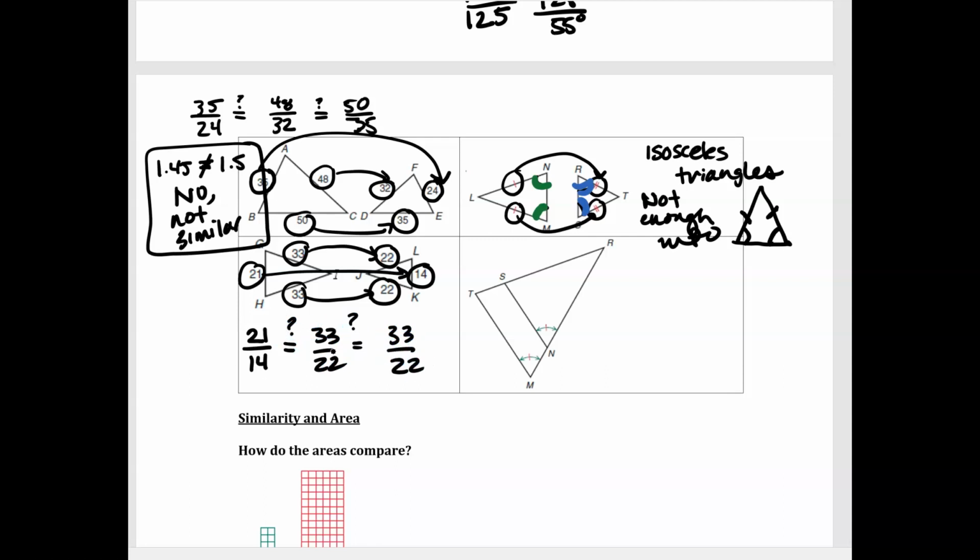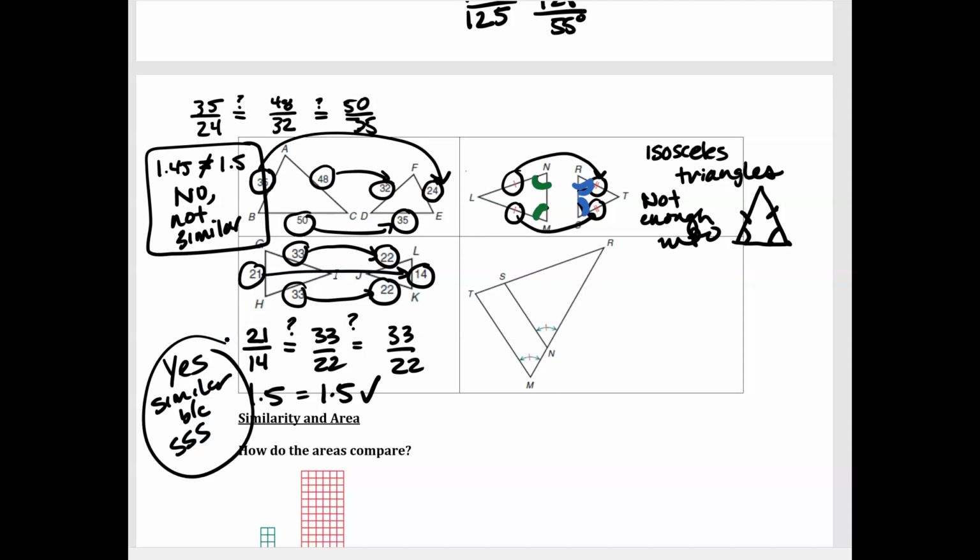Are these the same fractions? Well, 21 divided by 14 is 1.5, and then this is also 1.5. So we say yes, they're similar because of side, side, side similarity property.